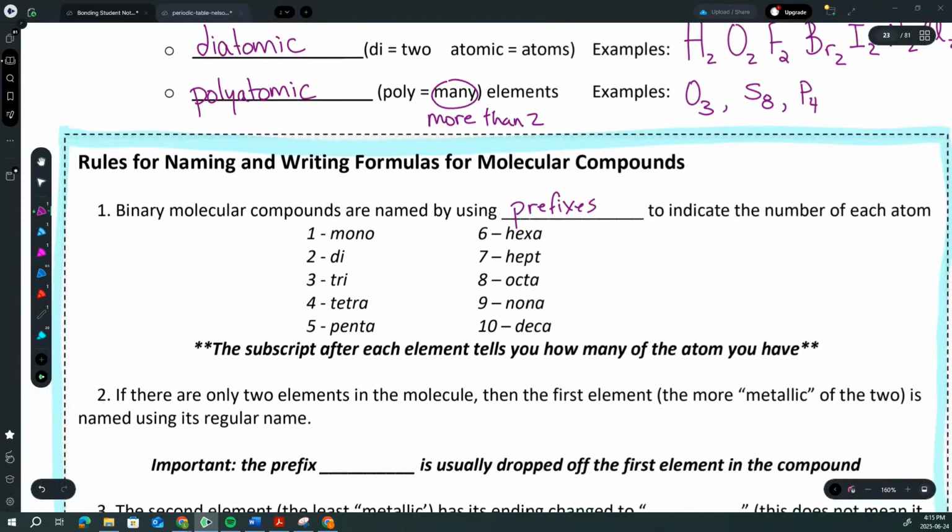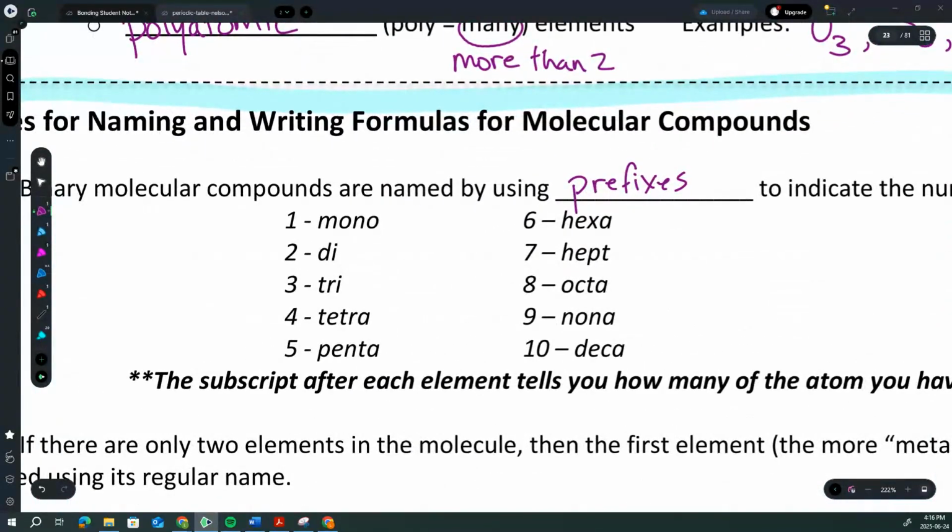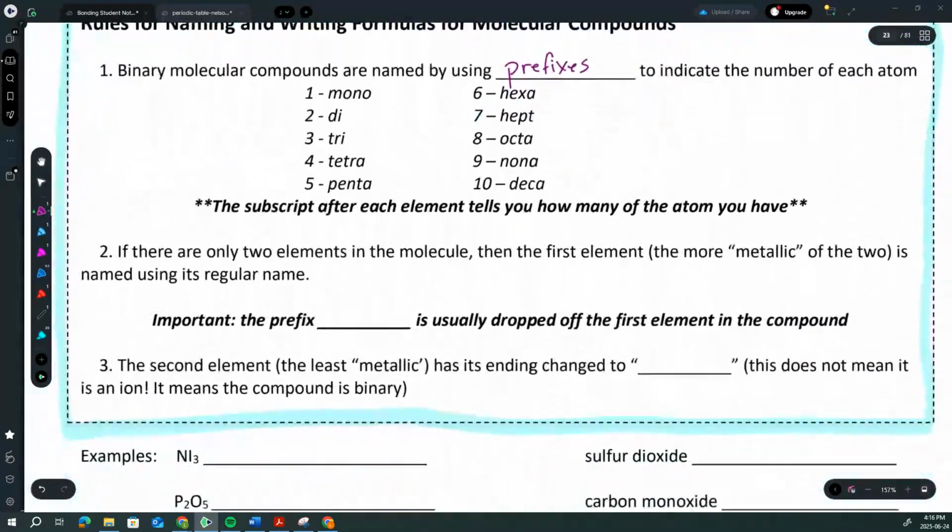The prefixes are mono, di, tri, tetra, penta, hexa, hepta, octa, nona, and deca. The subscript after each element is going to tell you how many of the atom you have. With these prefixes, you are going to have to memorize them. They will not be given to you.